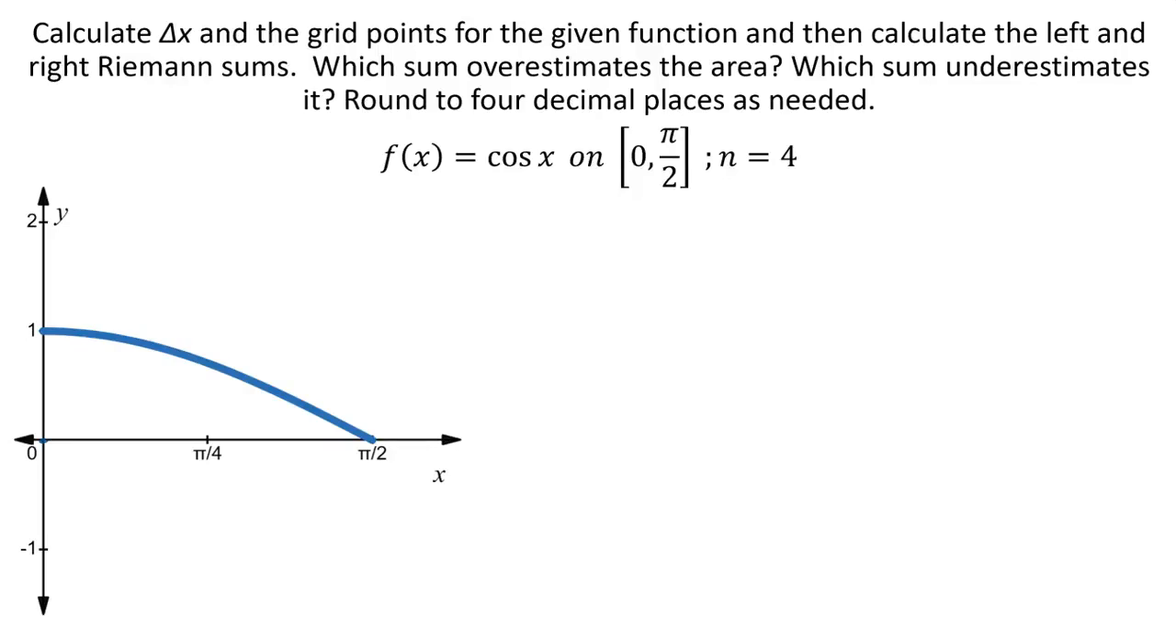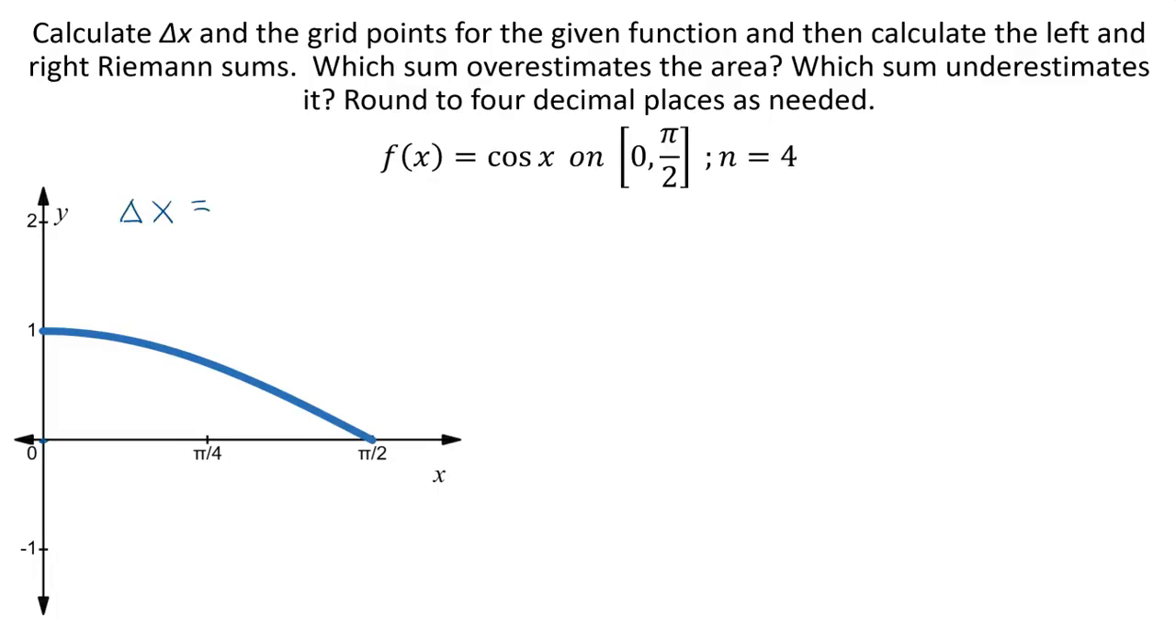Let's do a couple more examples of calculating left and right Riemann sums. Here we're given the graph of the function f of x equals cosine x on the interval from 0 to pi over 2. We need to calculate delta x and the grid points for the given function, and then calculate the left and right Riemann sums.